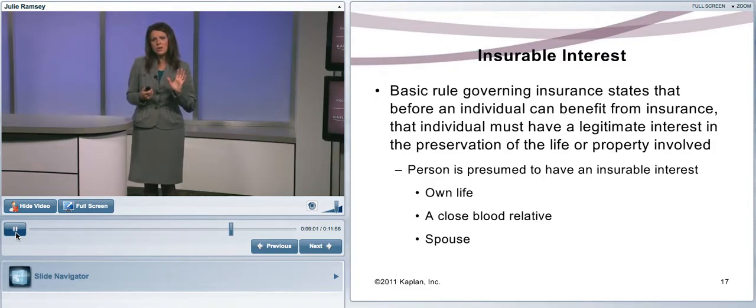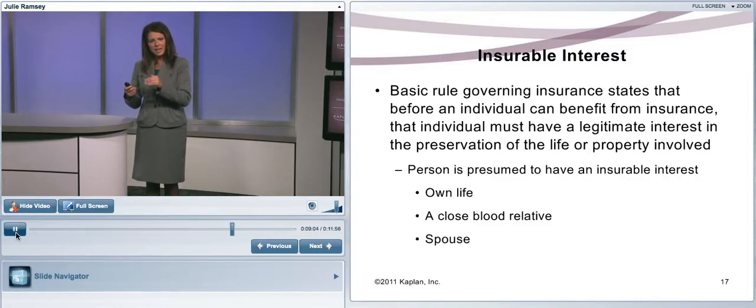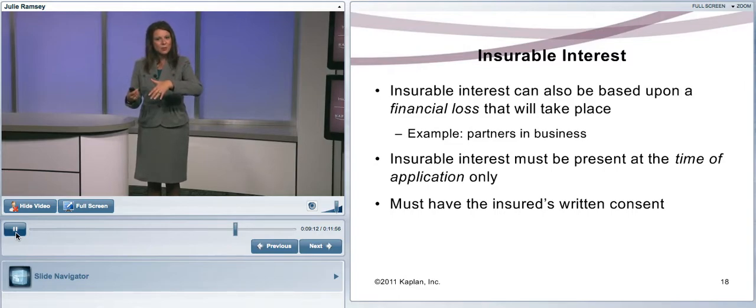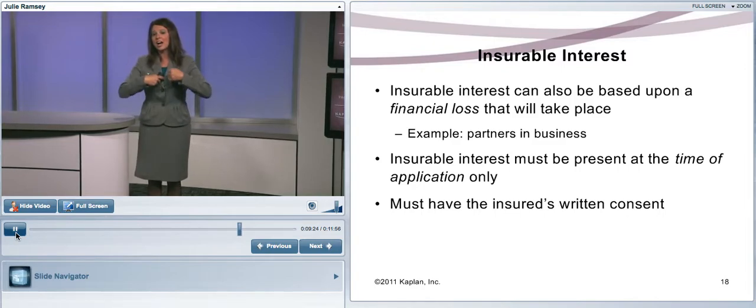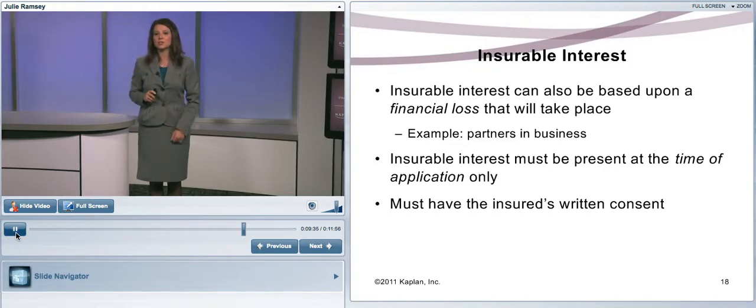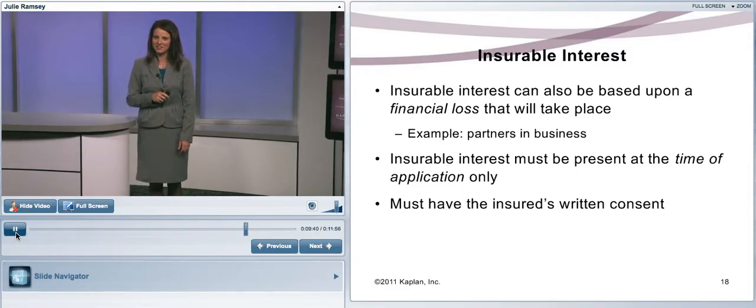But what about when there's no emotional connection, but there's a financial connection? Like a business partner. Lots of business partners have life insurance on one another because if one business partner dies, how is the other one going to keep the business afloat? Insurable interest must be present at time of application only. Don't get confused. It's at time of app only. Later on, you can change ownership. You can change it to whomever you want, and you will not have to prove insurable interest. It only has to be proven when? At time of application. You must have the insured's written consent. You can't secretly write life insurance on someone and not tell them about it.